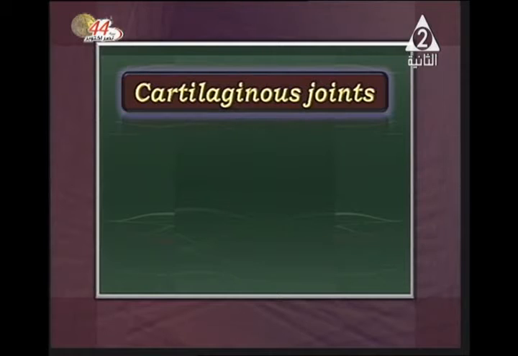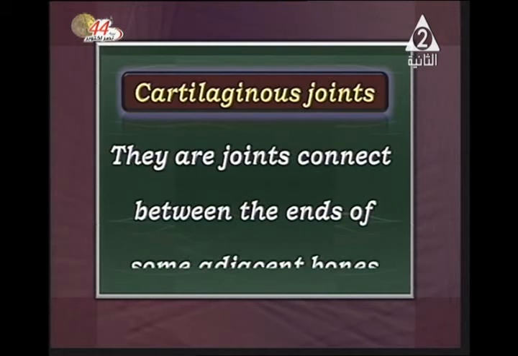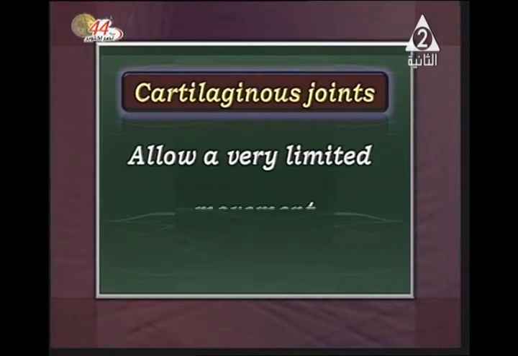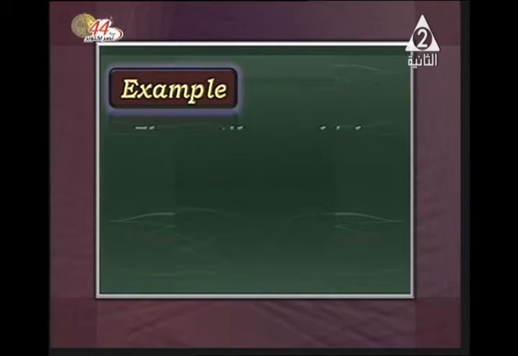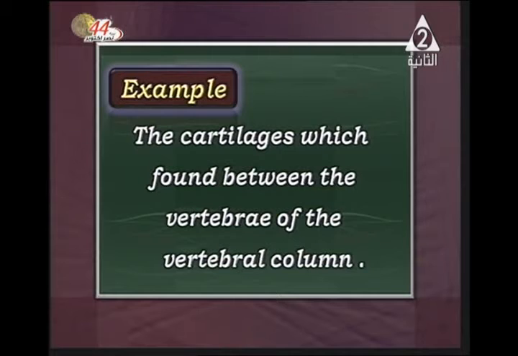The second type is the cartilaginous joint. They are joints that connect the ends of some adjacent bones. Adjacent means they are near or very close to each other. They allow very limited movement. Who can think of an example inside your body that allows limited movement? We said it right now. Yes, the cartilages found between the vertebrae of the vertebral column.